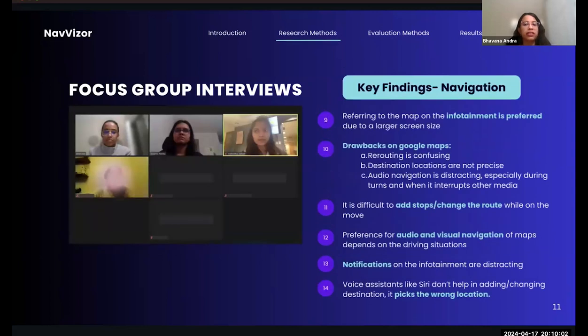Most participants preferred referring to maps on the infotainment over phones due to a larger screen size. They also highlighted some drawbacks with Google Maps, such as rerouting being confusing, not showing precise destination location, and distracting audio interference when prompted at unnecessary events or repeating the prompts. A few users also preferred audio and visual navigation combined. Many shared their frustrations when it came to changing destination or route while on the move. They also shared how voice assistants pick wrong locations while trying to change the location.